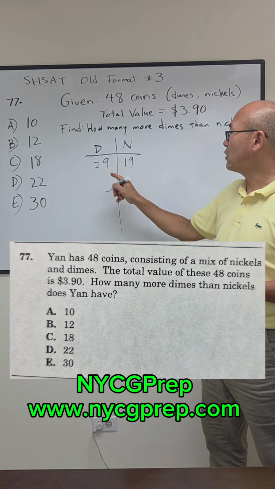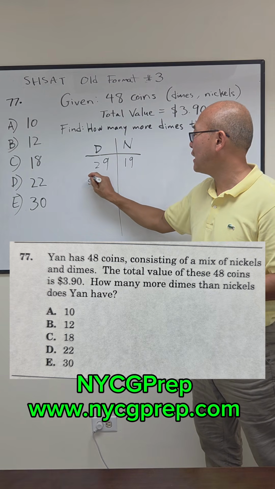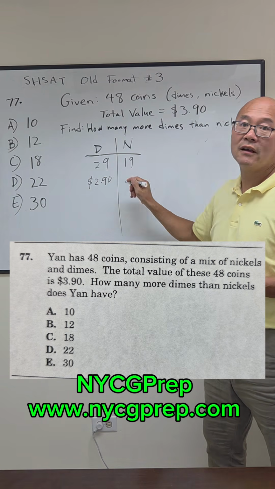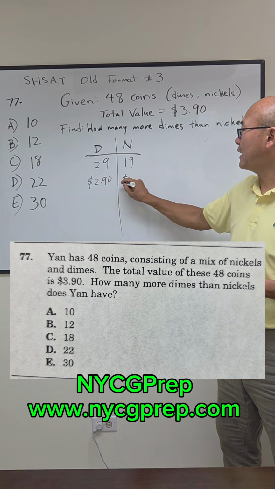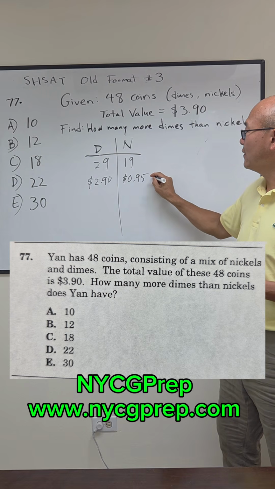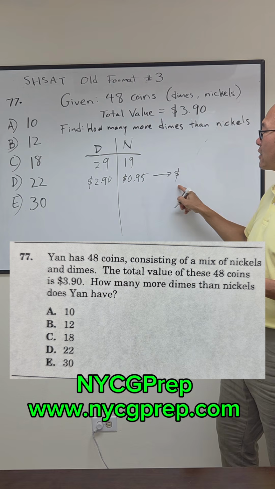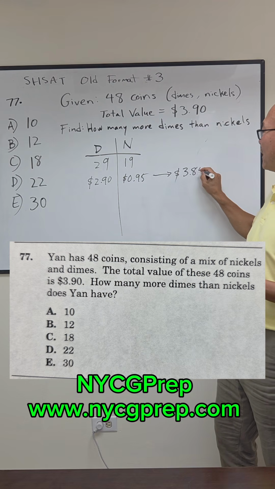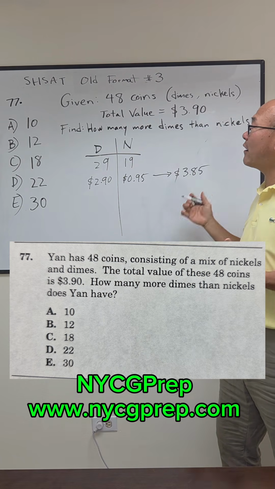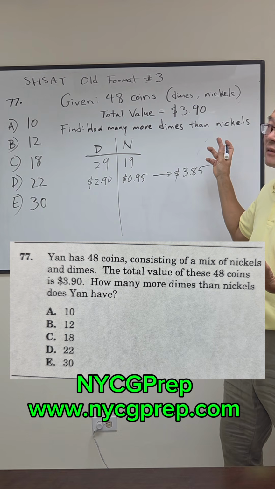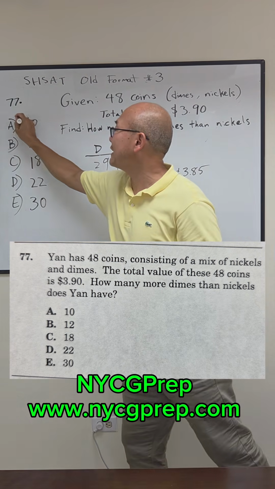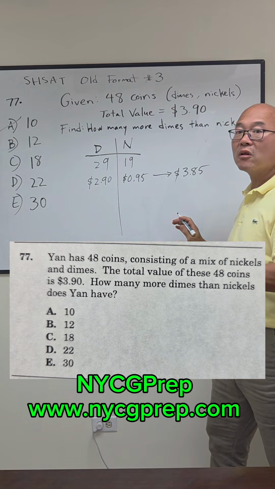Okay? So if we have 29 dimes, that's $2.90. If we have 19 nickels, that's 95 cents. When we add this up, we get a sum of $3.85, which is very, very close to $3.90. Okay? So even though A isn't an answer, we're getting closer to the answer.